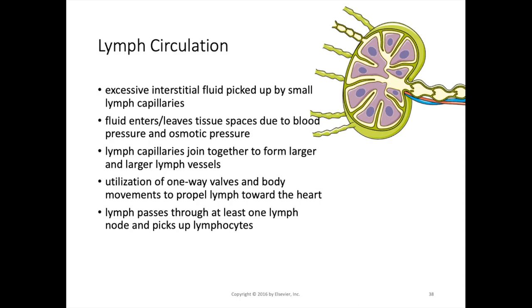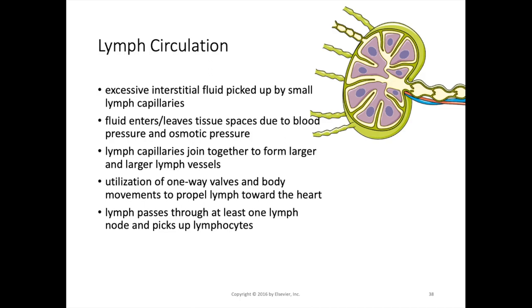Excess interstitial fluid is picked up by small lymph capillaries. Fluid enters and leaves the tissue spaces due to blood pressure and osmotic pressure. The lymph capillaries join together to form larger and larger lymph vessels, very similar to the blood capillary network, with one-way valves and body movements to propel lymph toward the heart. So it sounds very similar to venous circulation, and it is very similar to venous circulation.